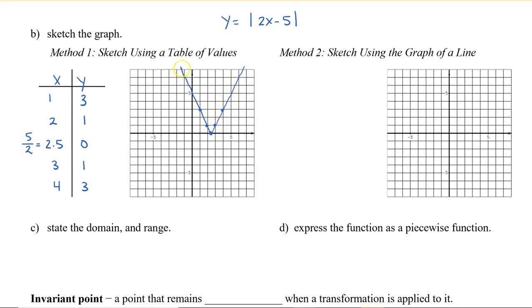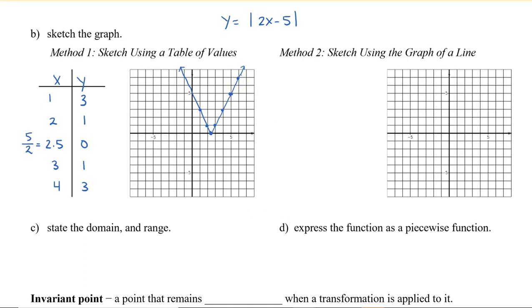Now, one thing that you can use as your guide is we know that from here, the line is actually 2x minus 5. So we can think of the slope as being 2. So we can plot points right here and over here, knowing that the slope is 2.